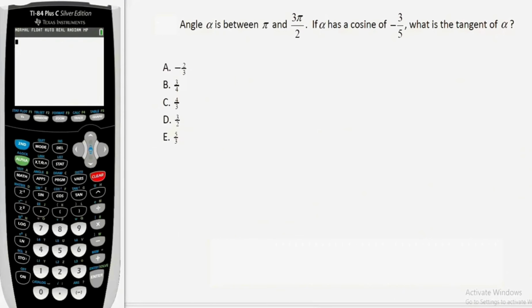Alright, so guys, this question is very simple. Just follow me step by step and you'll be able to solve it.